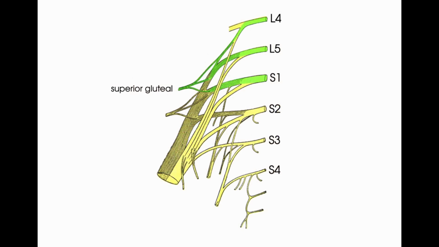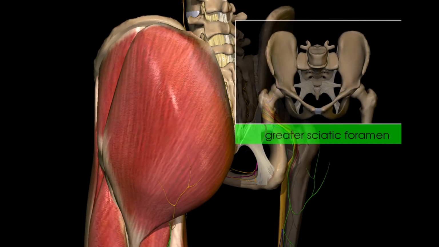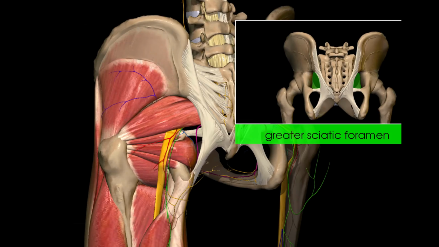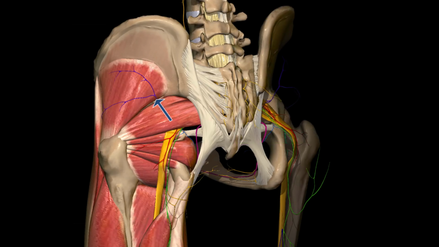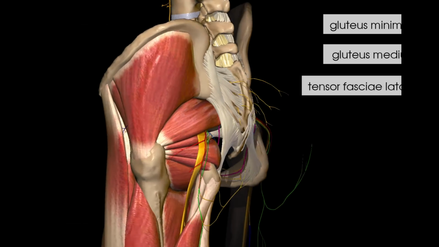The superior gluteal nerve originates from nerve roots L4, L5 and S1. The superior gluteal nerve leaves the pelvis via the greater sciatic foramen, entering the gluteal region superiorly to the piriformis muscle. I've removed the gluteus maximus and the gluteus medius so that you can see this nerve here. It is accompanied by the superior gluteal artery and vein for much of its course. In terms of motor function, it innervates the gluteus minimus, which you can see here, the gluteus medius, which I've just brought back, and the tensor fasciae latae.